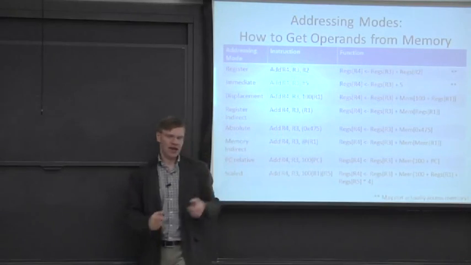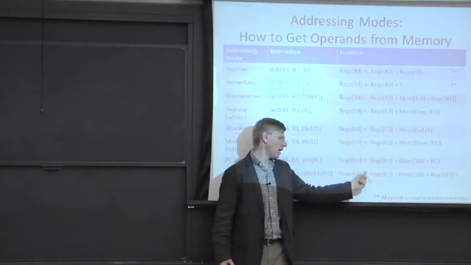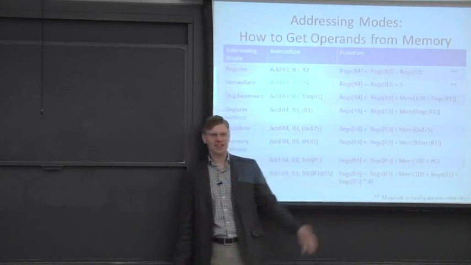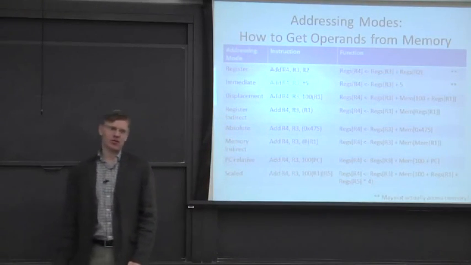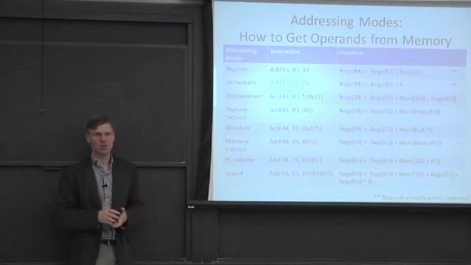Usually these scaled memory addressing modes have very limited multiplication here. You can't multiply by, let's say, 7. Usually it's multiplication by factors of 2 or a small set of factors of 2, because that's easy. That's just a shift operation in base 2.